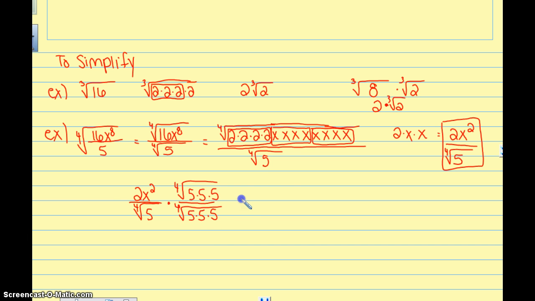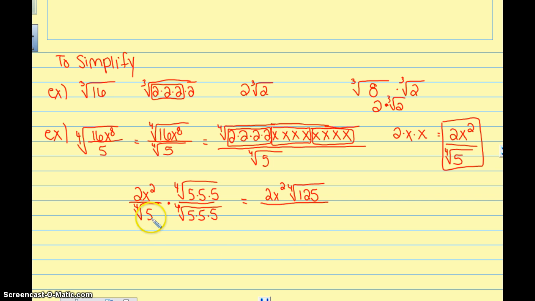So on the top now, the numerator, I have 2x squared times the fourth root. And let's go ahead and multiply this out. This is not going to simplify at all because I only have 3 5's and I would need 4 of something to cancel. So we're just going to keep it as the fourth root of 125. Since it's in the numerator, it's okay to have a radical left over. You just can't have one in the denominator.